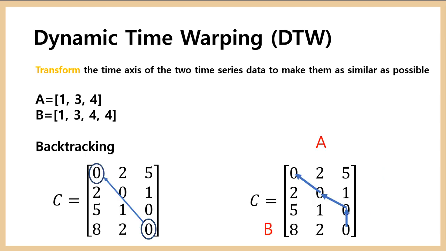Finally, there is backtracking. Starting from the bottom right element of the cumulative distance matrix, trace back to the top left component. This path is determined by following the smallest value at each step, 0, 0. Of course, there can be another number, not 0. Just follow the smallest value.